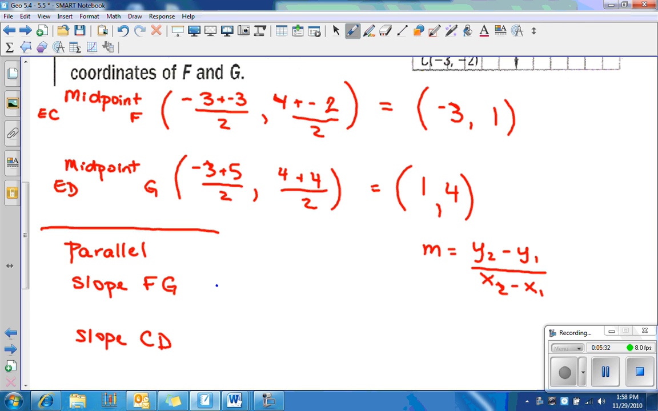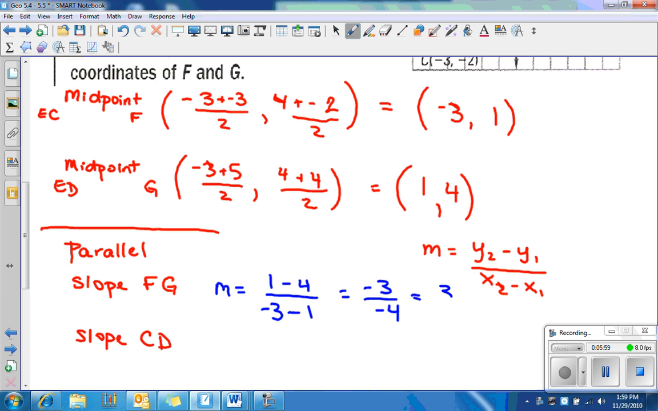So we said FG, change in your y's. Well, F is the y value, 1, minus the y value in the G, and the x value minus the x value in the G. And then you just simplify it. 1 minus 4 is -3. -3 minus 1 is -4. Negative divided by negative makes a positive.